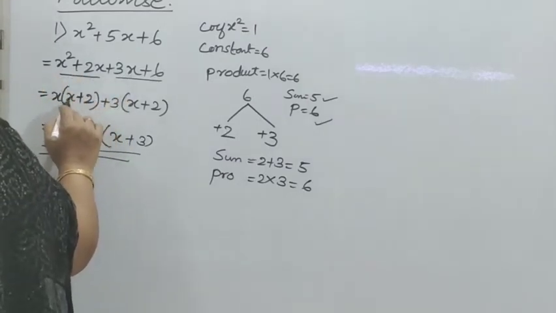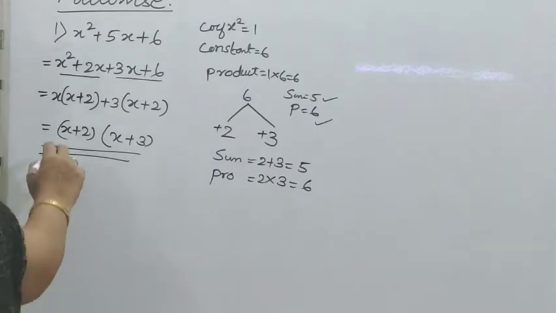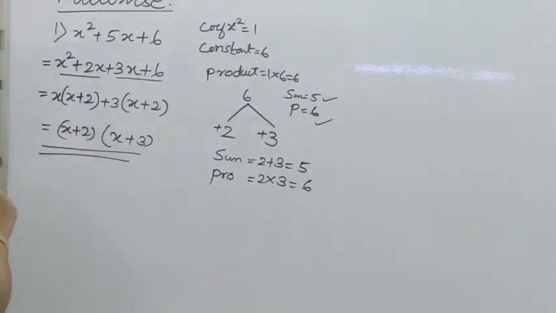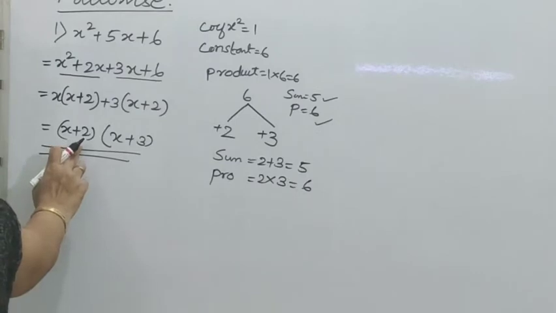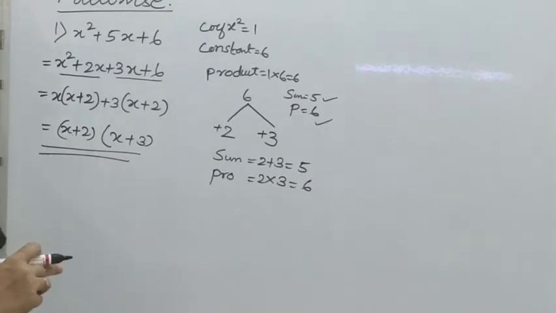Then what is the next step? The common factors are to be taken. So x into x plus 2 plus 3 into x plus 2. Now again, what is the common factor? x plus 2 into x plus 3. I think you understood this one.